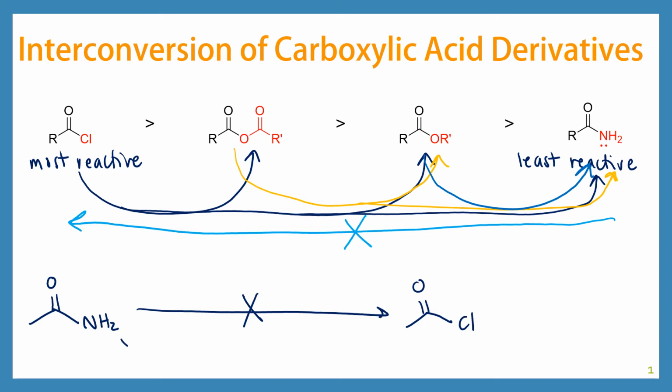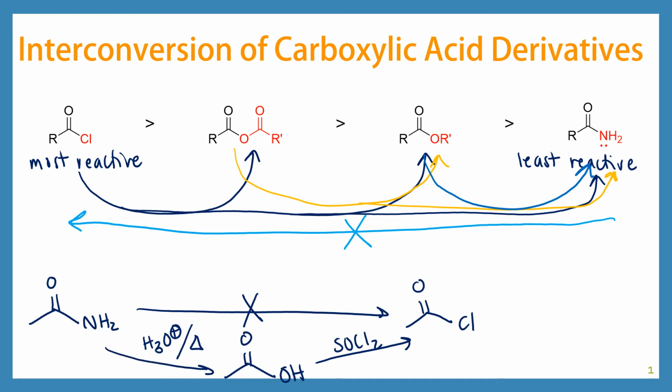So we can take our amide and hydrolyze it in acid or base, whatever you wanted to do, as long as there is plenty of heat. And that would get us to our carboxylic acid. You can then react your carboxylic acid with thionyl chloride to get to the acid chloride. So you can go from right to left, from less reactive to more reactive, as long as you go through the carboxylic acid in between.